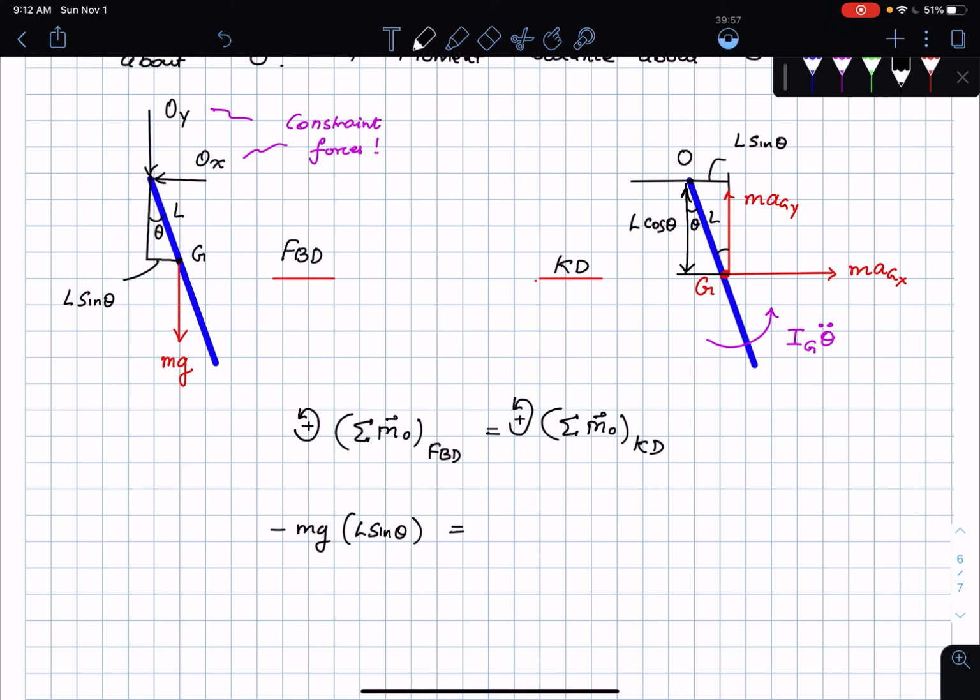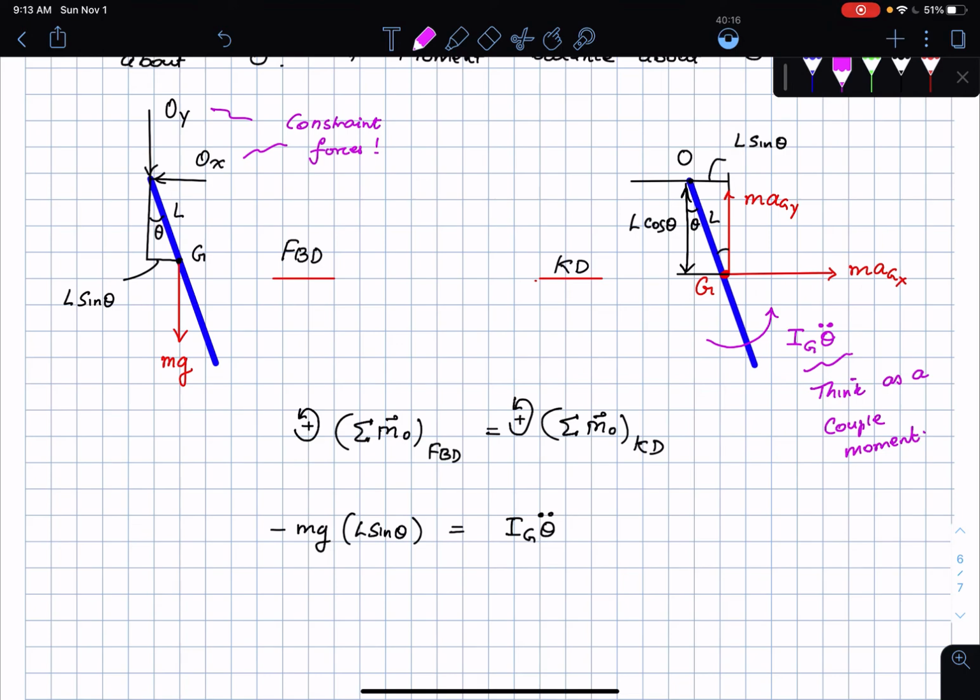On the kinetic diagram, I'm going to first of all have the inertial torque. That's the first thing I'm going to be putting, Ig theta double dot. That's like a couple moment, so think of this as a couple moment.